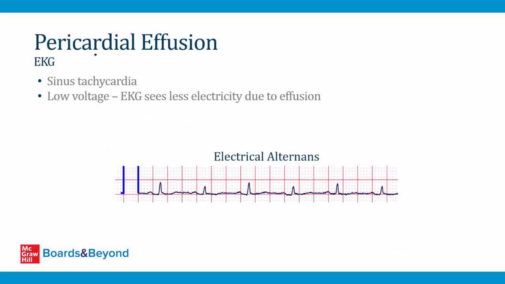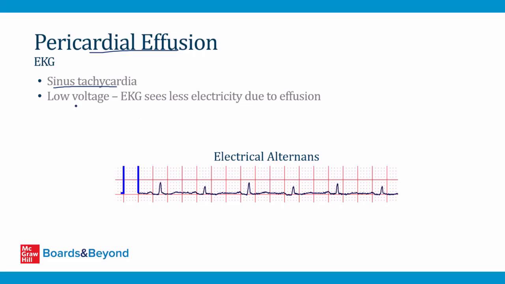There are some EKG changes you can see when patients have a pericardial effusion and tamponade, so let's talk about those now. So first of all, patients who have tamponade will have sinus tachycardia. This is because their left atrial pressure is high and it's difficult to oxygenate the blood. They usually feel short of breath, and so they often have sinus tachycardia.